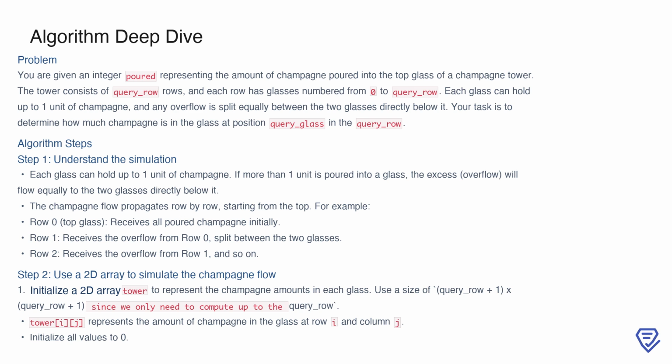To solve this, we simulate the flow using a step-by-step approach. First, we need to understand how champagne propagates, starting from the top and flowing downward. This behavior mirrors how overflow is distributed row by row. Next, we use a 2D array to represent the tower. Each cell in the array corresponds to a specific glass, and its value represents the champagne amount in that glass. The array's size is determined by the number of rows we need to compute, which is the query_row plus 1. Initially, all the glasses are empty, so the entire array is filled with zeros.